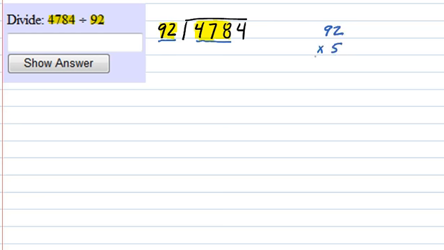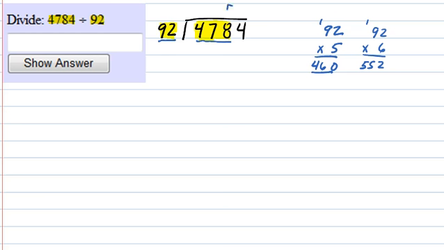So let me try 92 times 5. 2 times 5 is 10. Carry the 1. 9 times 5 is 45. That's 460. Well, I've got 478, so it'll definitely go 5 times. Would it go 6 times? Well, I don't think so. Let me just try it. 2 times 6 is 12. 6 times 9 is 54, plus 1 is 552. Not too big. So the correct answer is 5.